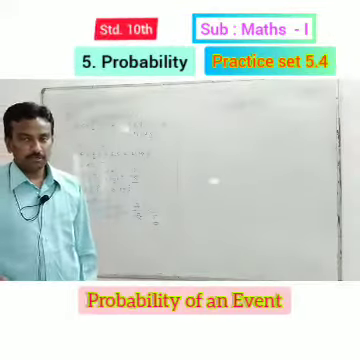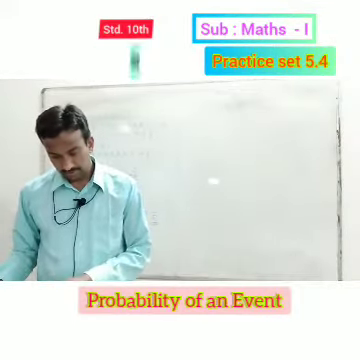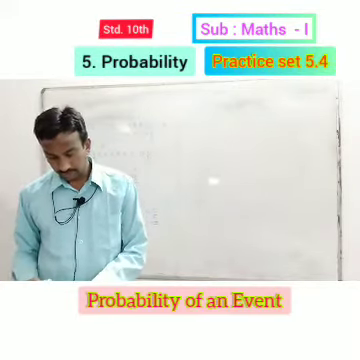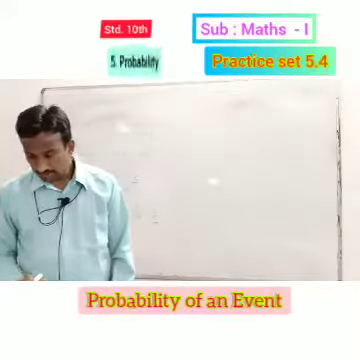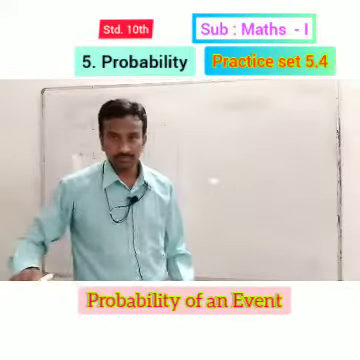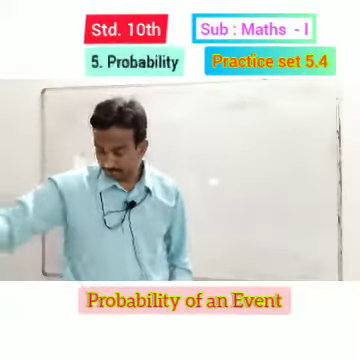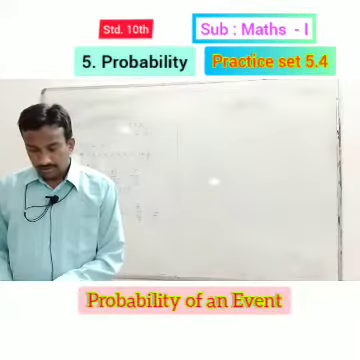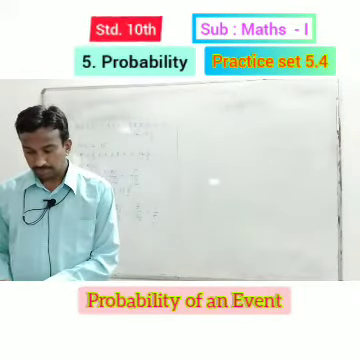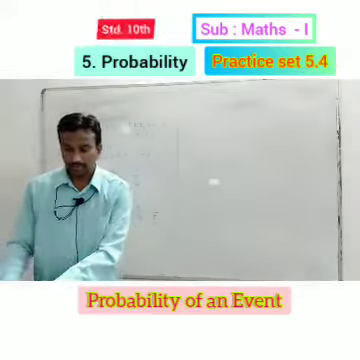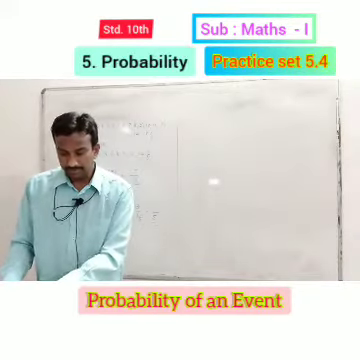Now, example number 4 is the same as the last example in practice set 5.3. Example number 5: a card is drawn at random from a pack of well shuffled 52 playing cards. Find the probability that the card is an ace and a spade.